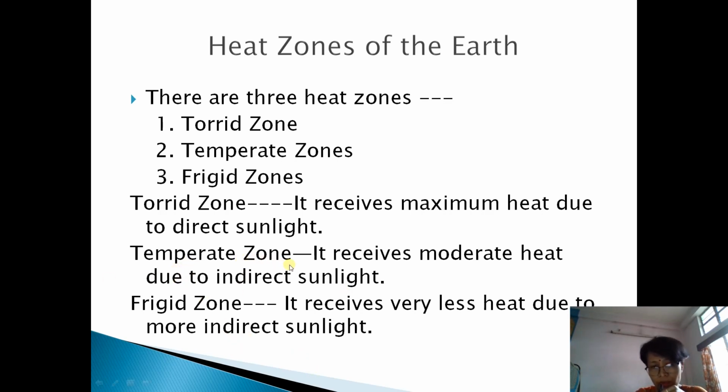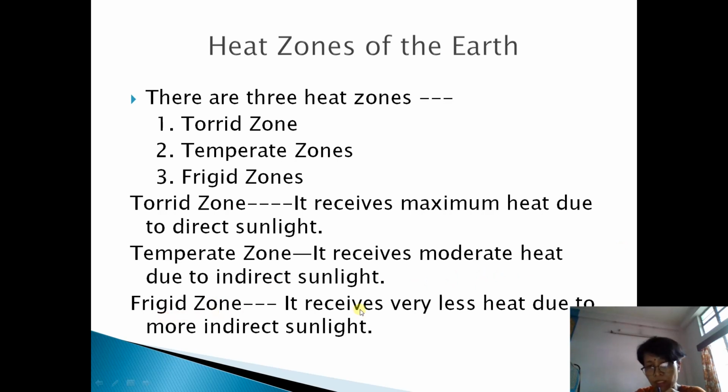Temperate zone. Actually, two temperate zones are there. One zone lies in the northern hemisphere, one zone in the southern hemisphere. This region receives moderate heat. Why moderate heat? Due to indirect sunlight. Sunlight doesn't fall directly. I'm showing this temperate zone in the diagram.